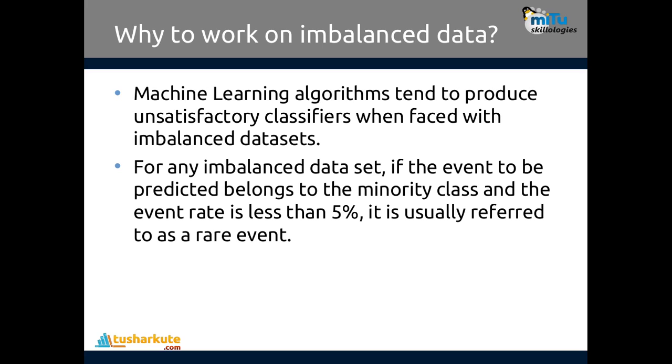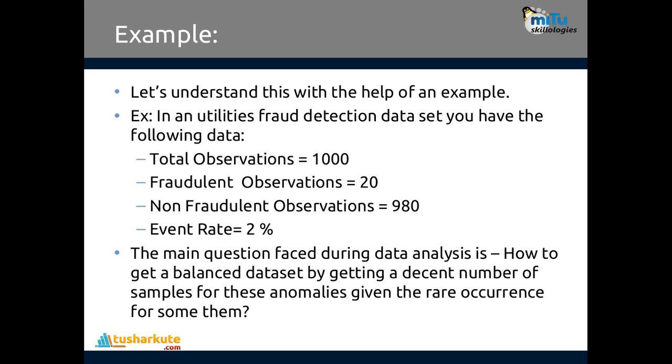Now, why work on imbalanced data? Machine learning algorithms tend to produce unsatisfactory classifiers when faced with imbalanced data sets. For any imbalanced data set, if the event to be predicted belongs to the minority class and the event weight is less than 5%, it's usually referred to as a rare event. So when one of the classes has less than 5% entries inside it, rare events are there, and finding novel insights inside is very difficult. That's why it's very necessary for a data scientist, for a machine learning engineer, to work correctly on the imbalanced data set.